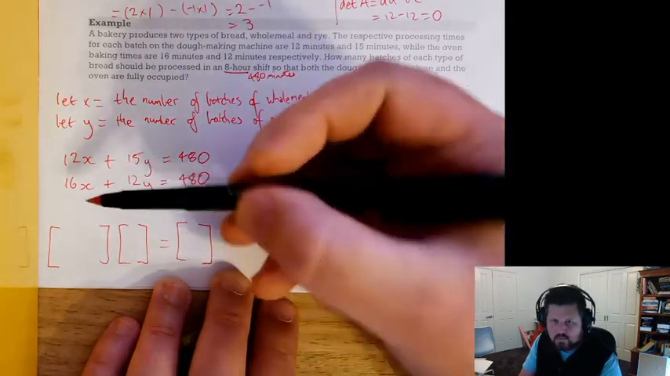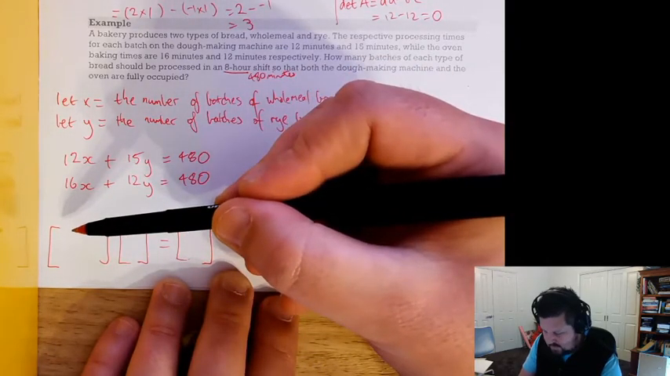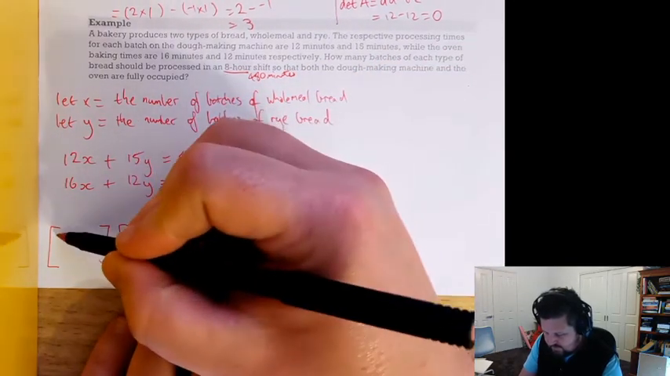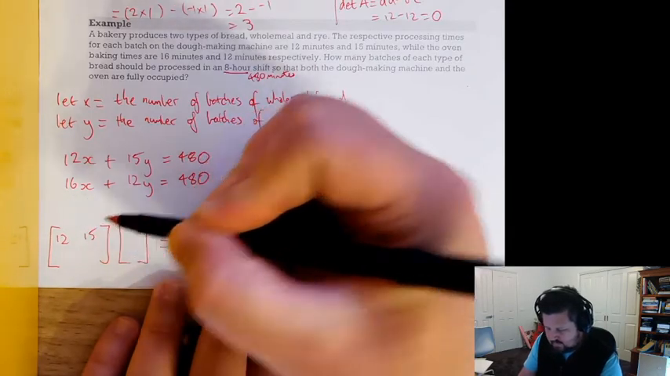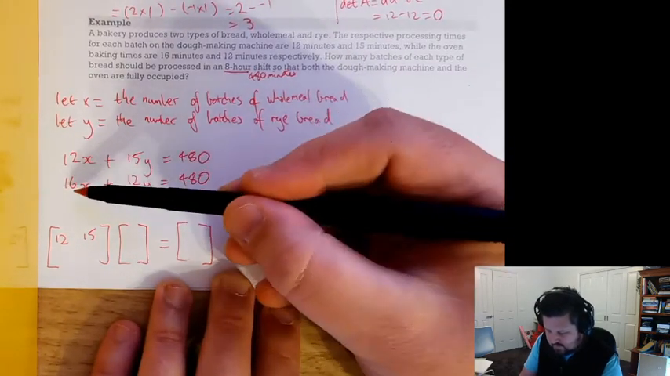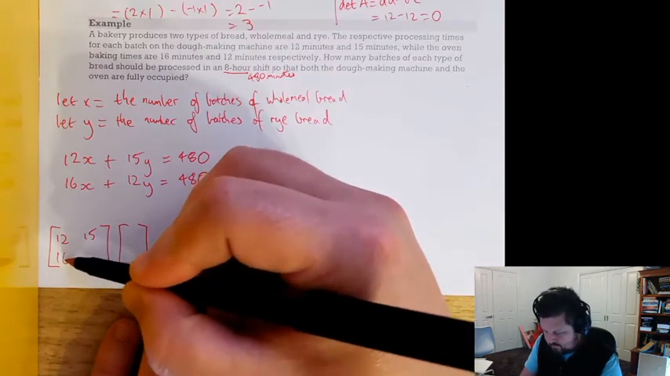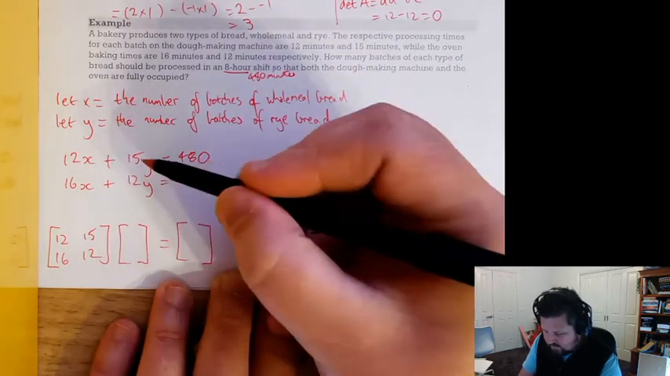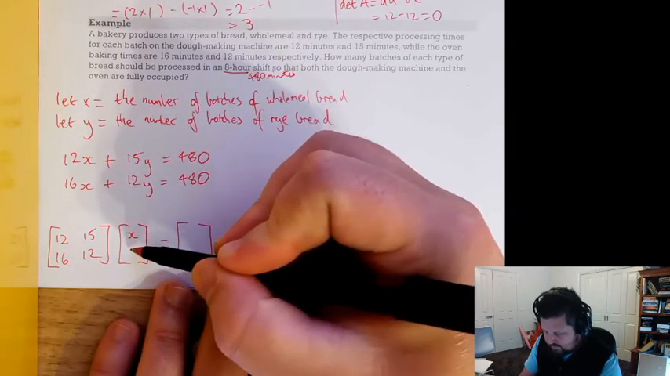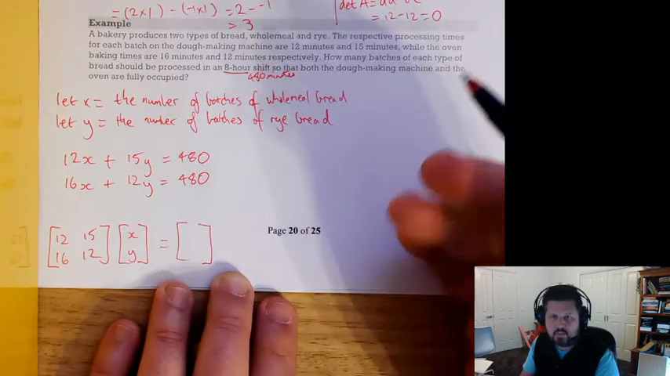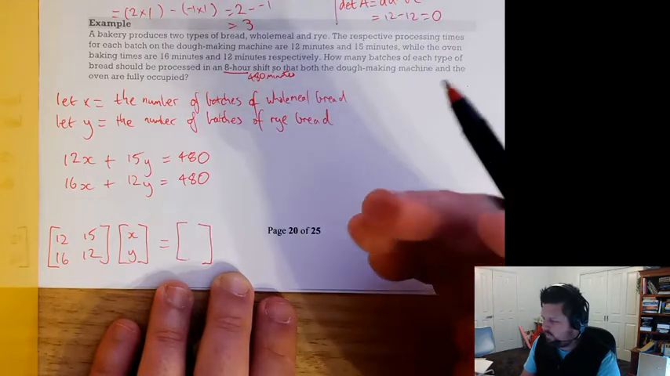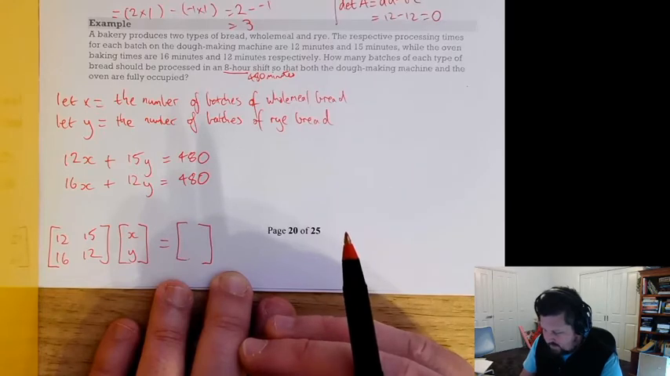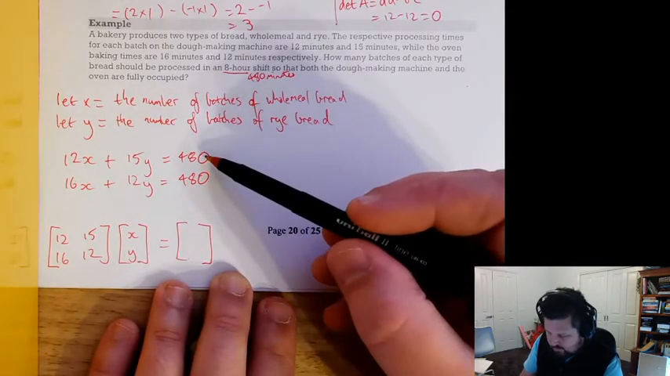So we'll write the coefficients in this first one here. We've got the 12 and we've got the 15. They're the numbers in front of the x and the y, the variables. For the second equation, we've got the 16 and the 12. We're dealing with x and y because I came up with those variables. You could have come up with other things. You could have been more creative and come up with w and r or whatever. Here, they were both equal to 480.